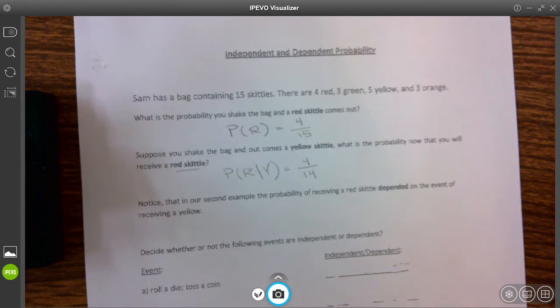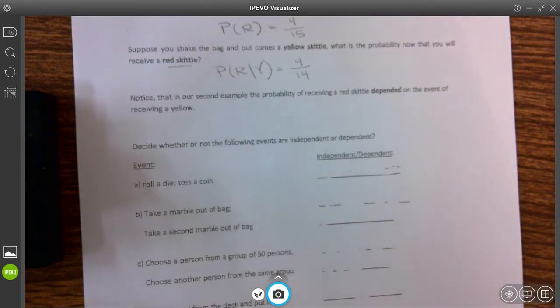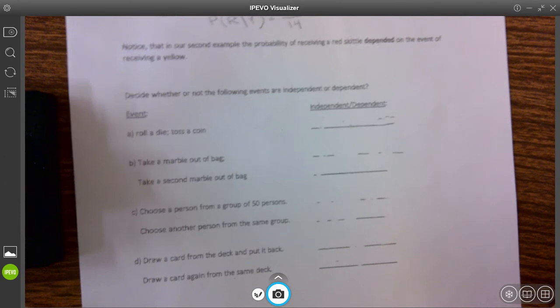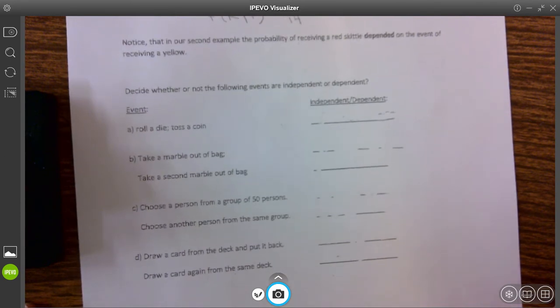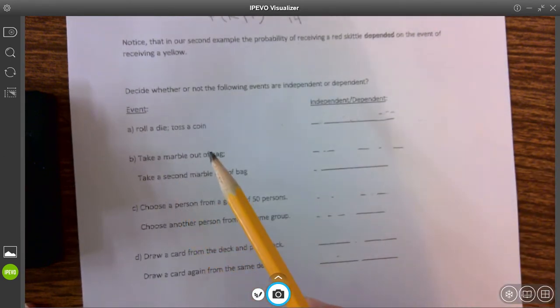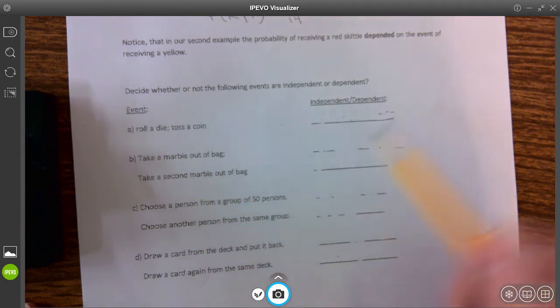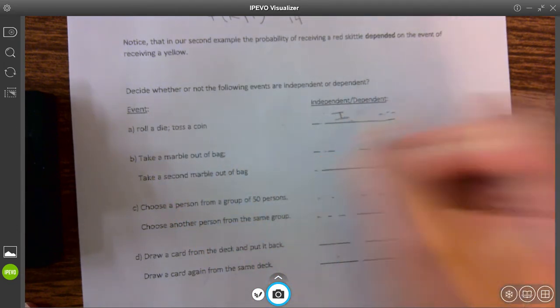Notice that in our second example, the probability of receiving a red Skittle depended on the event of receiving a yellow. So independent and dependent probabilities are probabilities where they depend on one another or not. It says decide whether the following events are independent or dependent. If I roll a die and I toss a coin, does my number on the die affect the coin toss? No, those are independent probabilities.